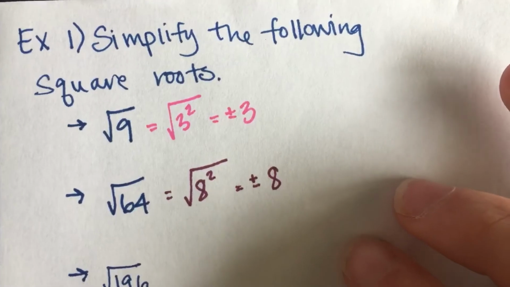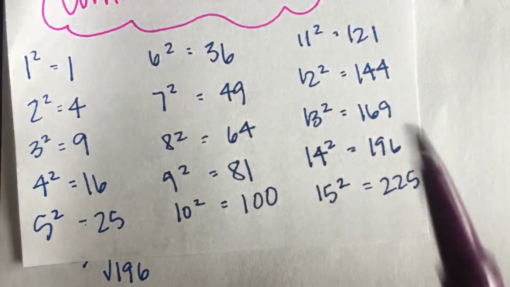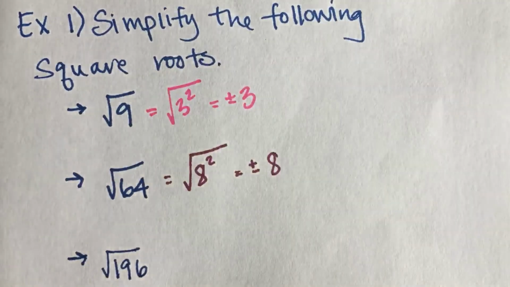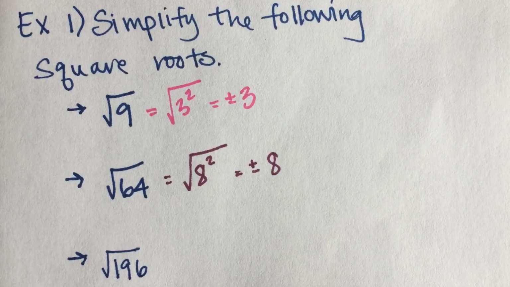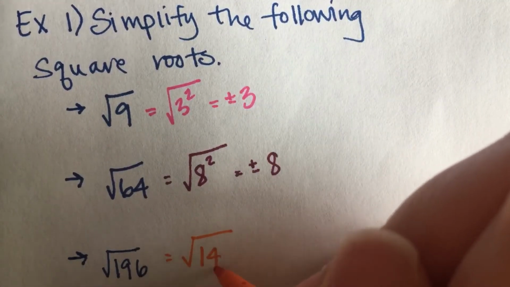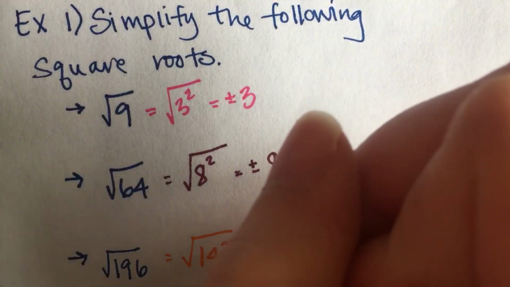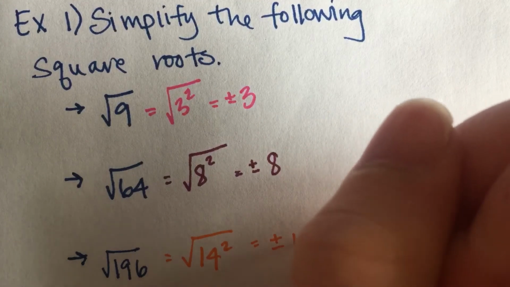And then we'll do the same thing with 196. 196 shows up at 14 squared. So 196 is the same thing as 14 squared. So we'll sub it in. And the square root of 14 squared is equal to plus or minus 14.